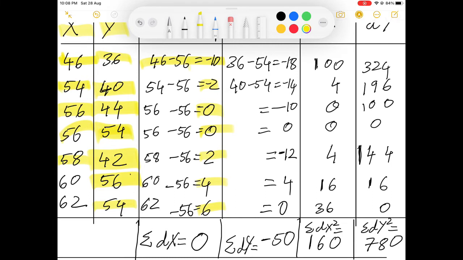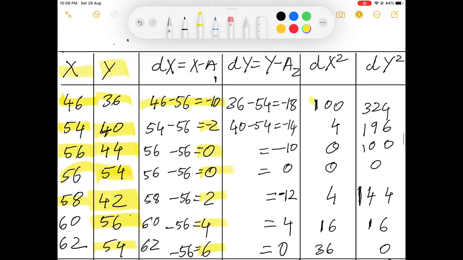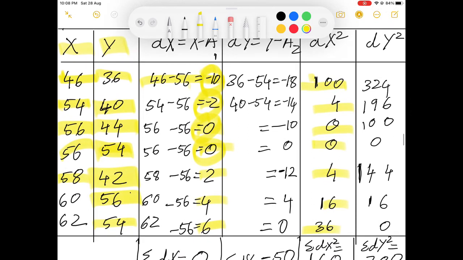Now next step, we have to calculate dx square and dy square. So square of minus 10 is 100, square of minus 2 is 4, square of 0 is 0, square of 0 is again 0, square of 2 is 4, square of 4 is 16, and square of 6 is 36. For dy square, similarly, square of 18 is 324, square of 14 is 196, square of 10 is 100, square of 12 is 144, and square of 4 is 16.